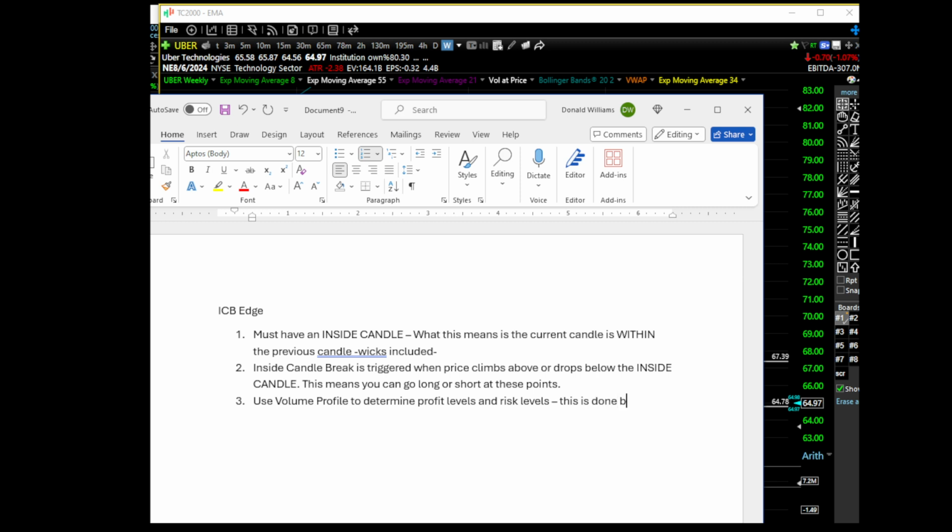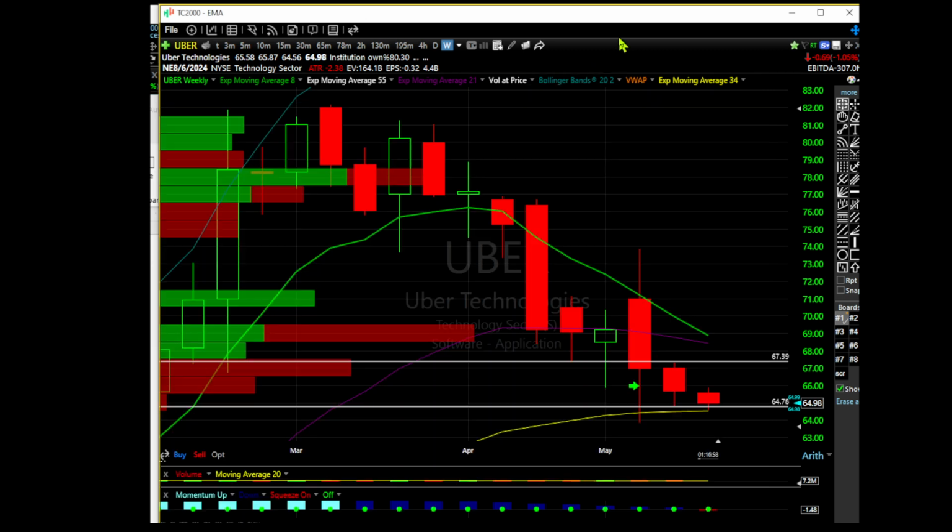This is done by examining support and resistance levels within the previous two candles. That means the inside candle and the candle that it was inside of. Does that make sense?